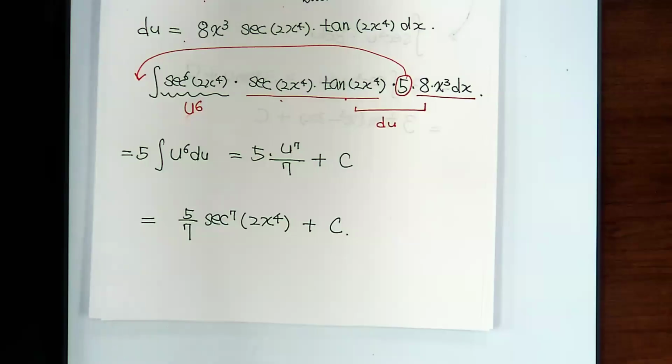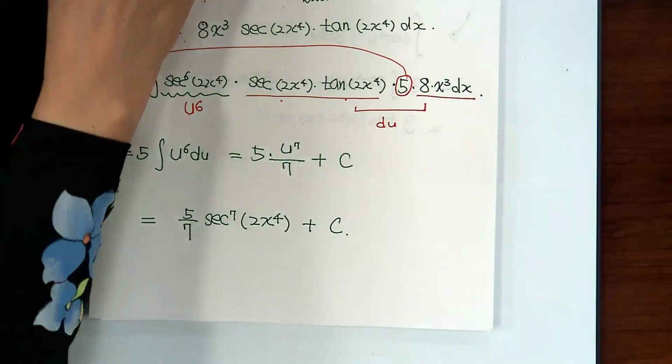Any question? Yeah. Just make sure I understand where that five's coming from. Is that from the derivative of the secant to the power of 6? The u to the 6 is the power of 6 from?